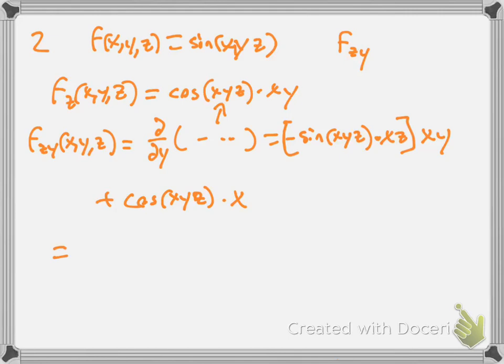So we can make one more simplification here. We have x squared yz. So we've got minus x squared yz sine xyz plus x cos xyz. And that finishes the exercise. Most of you, thankfully, were able to do this correctly.